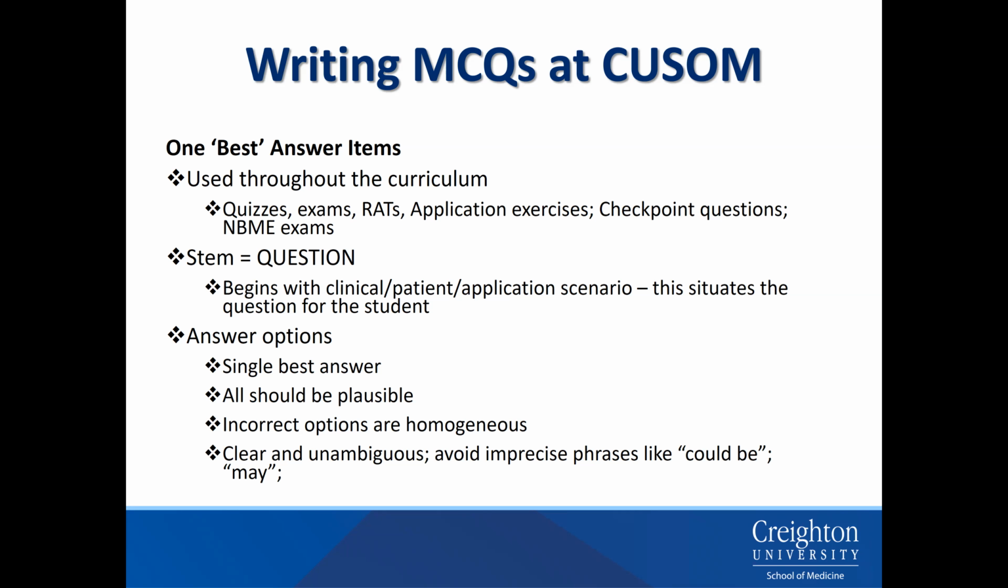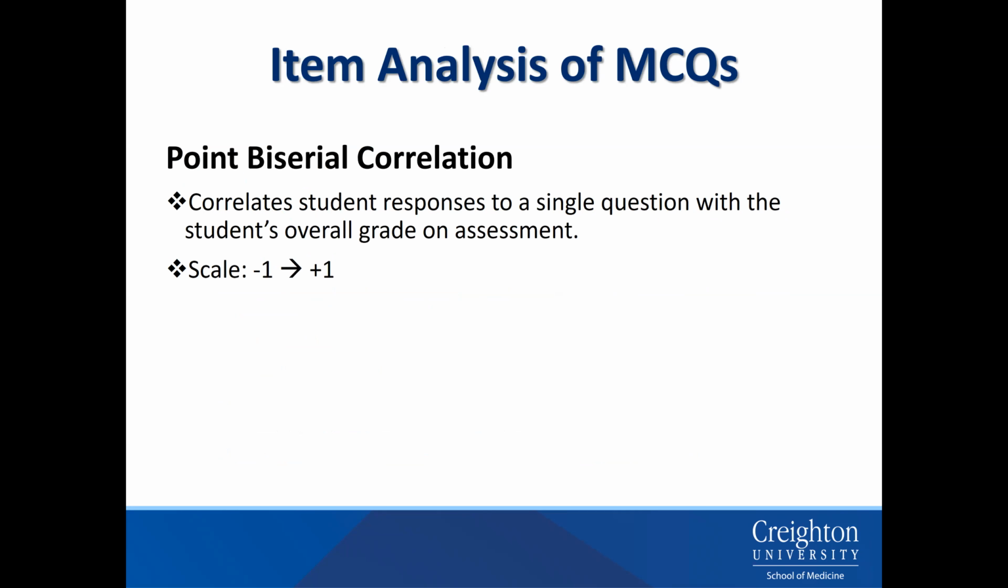So the options also need to be clear and unambiguous, and avoid phrases like "it could be something," or "we might do this." You have to make sure it's very clear. And if you have ever had students argue a question, it's usually because of the ambiguity in the question. And that is faculty's responsibility to make sure that that doesn't happen.